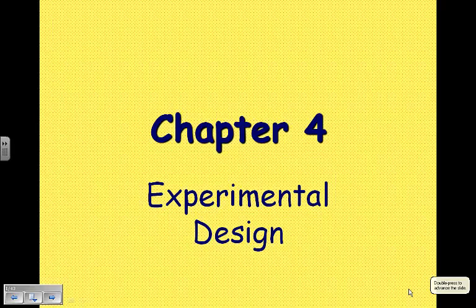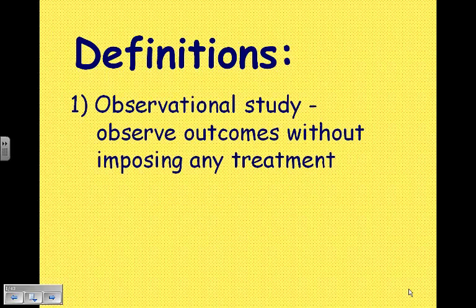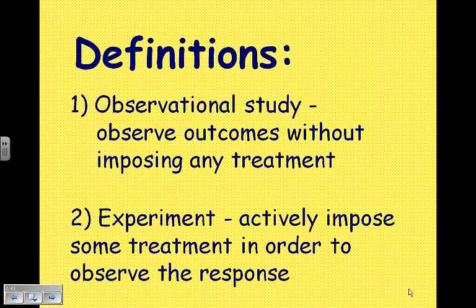Hopefully you have your notes and your paper in front of you and we're ready to start talking about some experimental design. So, a couple of definitions to start you off. First, an observational study. This is a study where you observe outcomes without imposing any treatment. So basically you're just observing what's happening. Whereas in an experiment, you actively impose some treatment in order to observe the response.